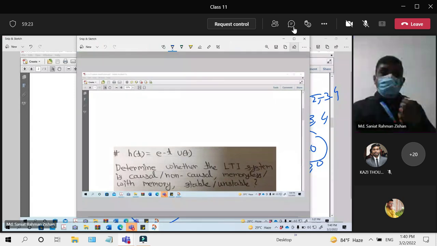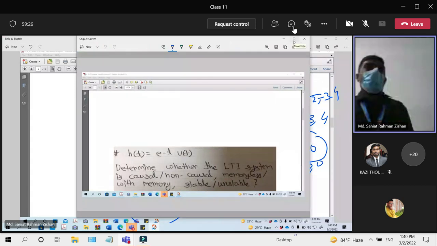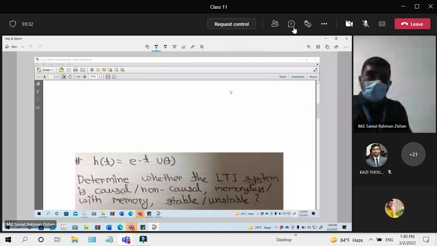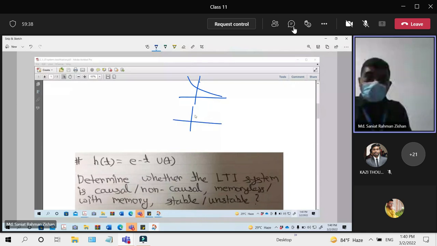First of all, from chapter 1, that's why I've given most of the time in chapter 1, because it will be needed for the rest of the chapter. I can at least draw the signal. This one is e to the minus t and this one is u(t).